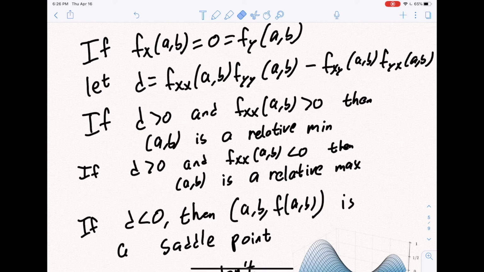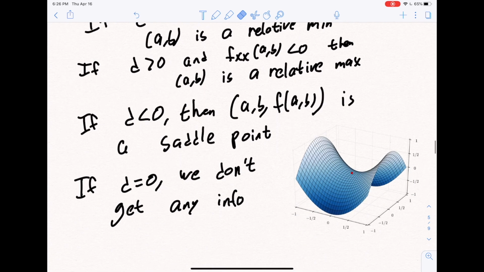If D is greater than 0, and fxx(a, b) is greater than 0, then (a, b) is a relative minimum. If D is greater than 0 and fxx(a, b) is less than 0, then (a, b) is a relative maximum. If D is less than 0, then the point (a, b, f(a, b)), remember f(a, b) is the output, is a saddle point, which looks a little something like this over here. And if D equals 0, we don't get any information. With that in mind, let's take a look at an example.